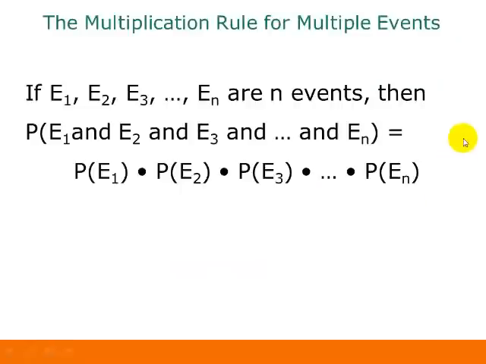Now we have the multiplication rule for multiple events if we have more than 2 events. So if E1, E2, E3, and so on up to En are n events, then the probability of E1 and E2 and E3 and all the rest of them up to En is just equal to the probabilities of each one multiplied together. And of course this is automatically true if all these events are independent. If they're not independent, then you have to take into account how the probability of one affects the probability of the next one.